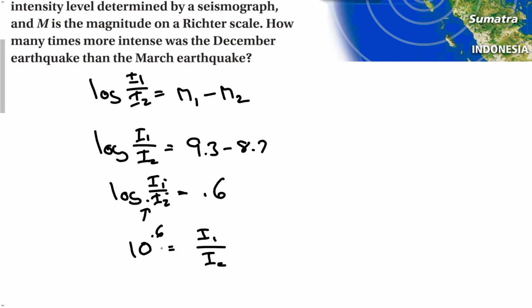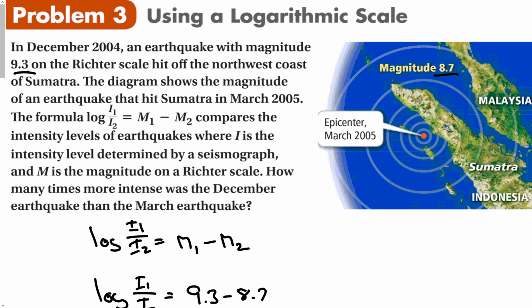So now you're going to need a calculator. Plug that into a calculator, and you get that this ratio is about 4. So that means a 9.3 is 4 times more powerful than an 8.7. That doesn't seem like that much of a difference, but it does make a big difference.